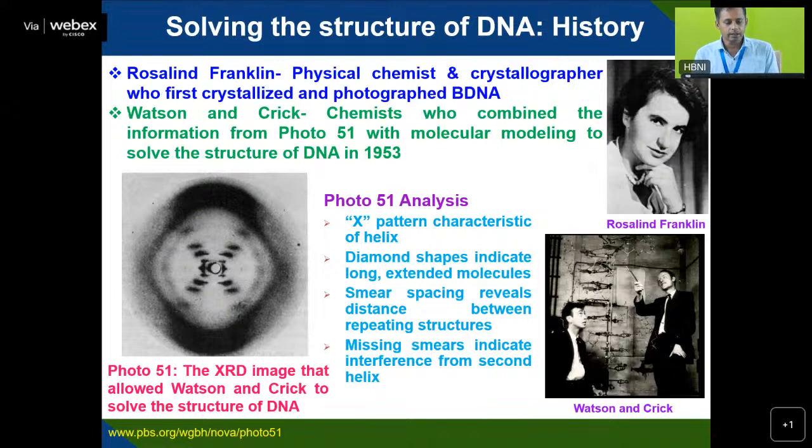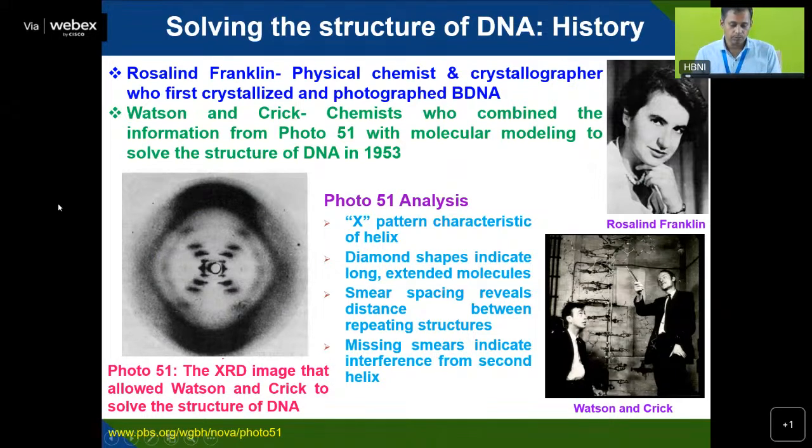So this single crystal XRD was fast. The best example of the use of single crystal XRD is the identification of the DNA structure. DNA was studied by Rosalind Franklin, a physical chemist and crystallographer. She first crystallized the DNA and then photographed it. But in 1953, Watson and Crick used that photograph, Photo 51, developed here, and using single crystal XRD they identified that this is the DNA structure.